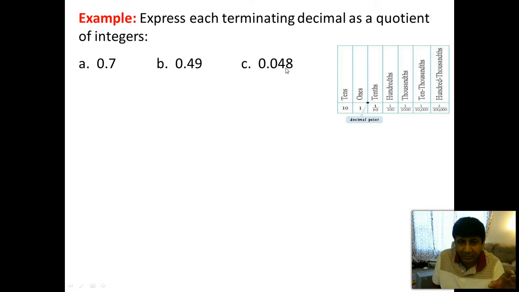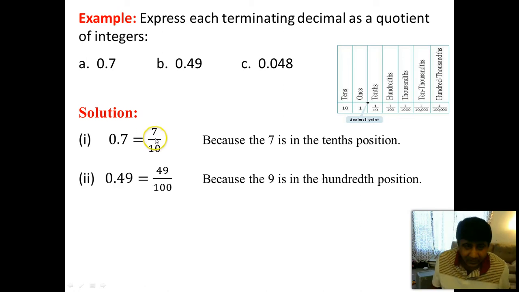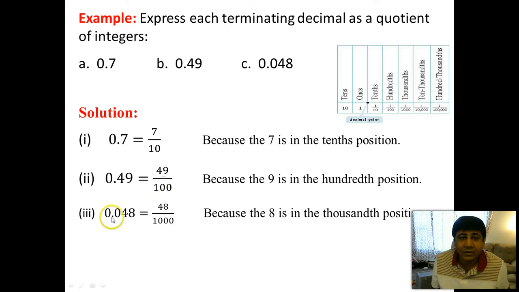Do you understand it? Let me look at it here again. This is 0.7. If you want to convert it into a ratio or rational number, it will be 7 over 10. And wherever you can, you will reduce it to lowest terms. Here we cannot, so just leave it like that. Similarly, 0.49 will be 49 over 100. Nothing we can do again, we cannot simplify it. And here we have 48 over 1000, as I said earlier. This one we can go further.